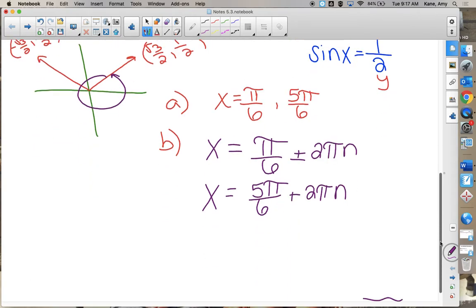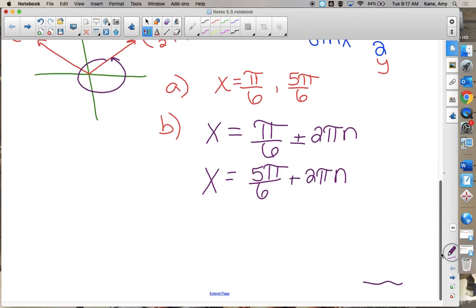And again, you're going around 2 pi to get the whole way around the unit circle. You could also say the period of sine is also 2 pi. So to get back to its starting point, to repeat the graph, I would add 2 pi as well.